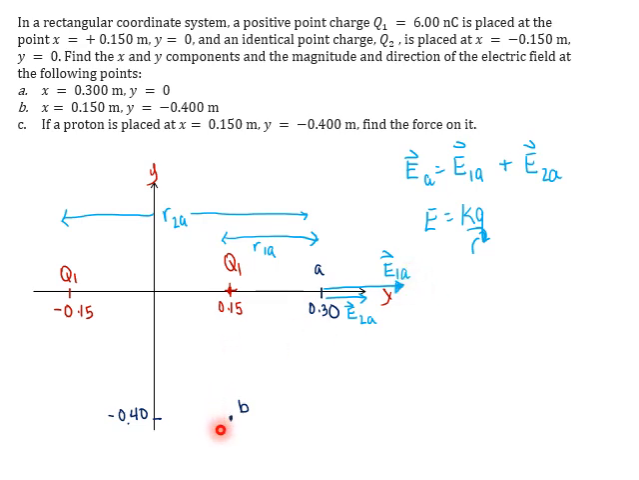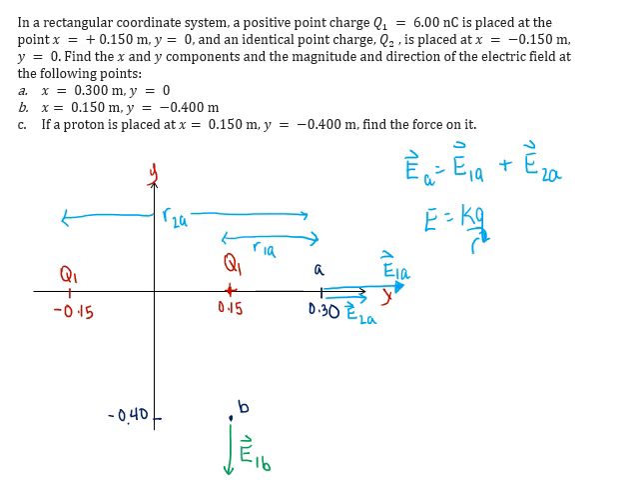Okay, at point B, same idea, a tiny bit more complicated because we got some angles going on. So our electric field due to Q1 is going to point away from Q1. Let's draw that on our picture. So away is going to be straight down. So there's the electric field due to charge 1 at point B.